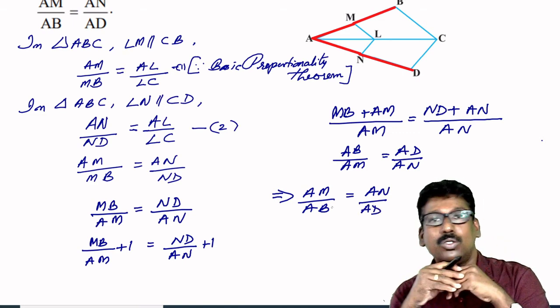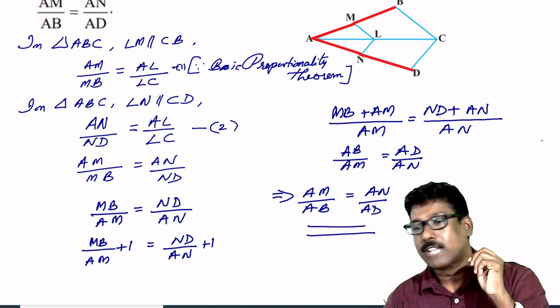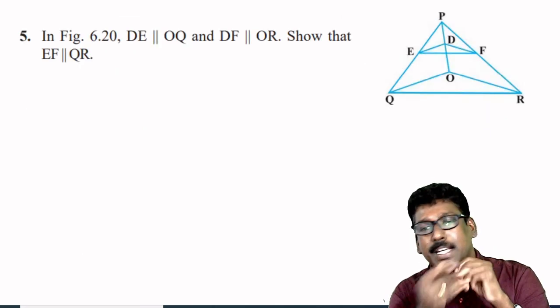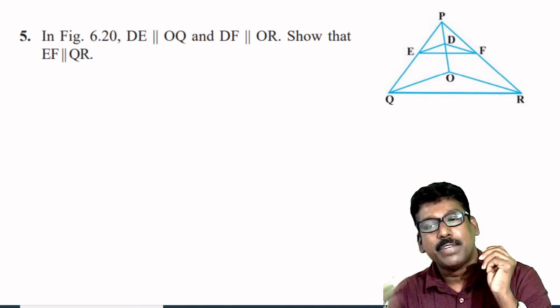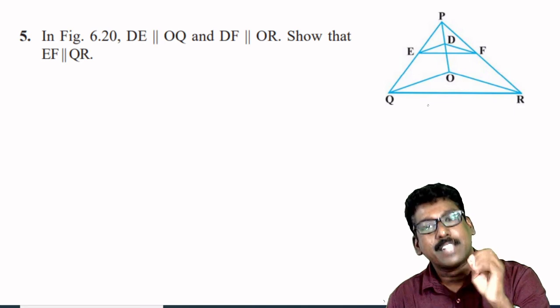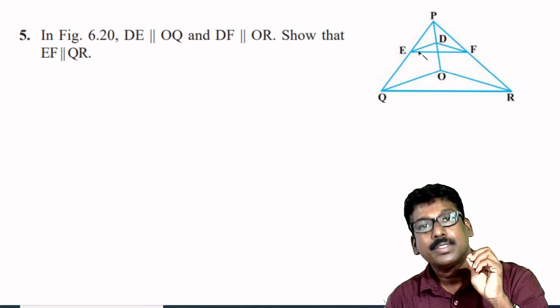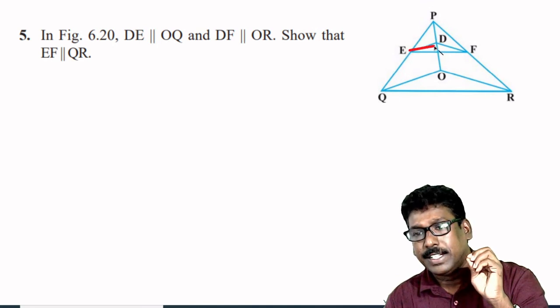That is what we wanted. Now look at the next question. In the figure, DE is parallel to OQ and DF is parallel to OR. Now you have to show that EF is parallel to QR. As in the previous case, take the triangle containing DE and OQ first. What is the triangle? Yes, it is triangle PQO.